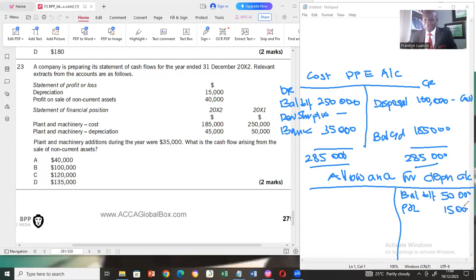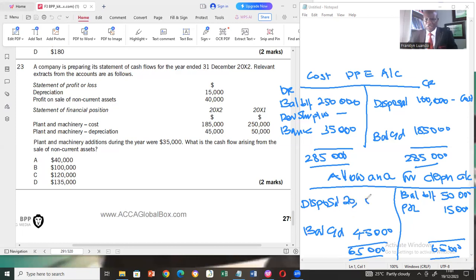The closing balance is also given, 45,000. We have 65. The missing figure here is the depreciation on the asset sold, disposal. So the balancing figure there is 20. So 20 is the depreciation on the asset sold.